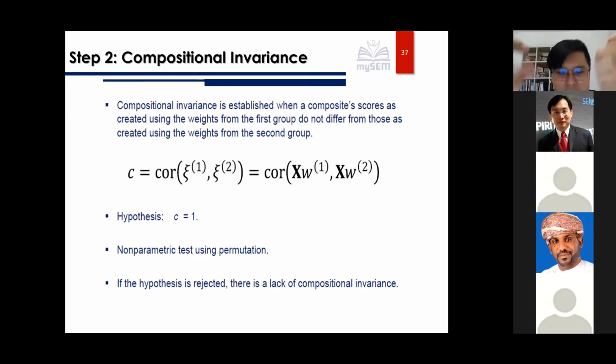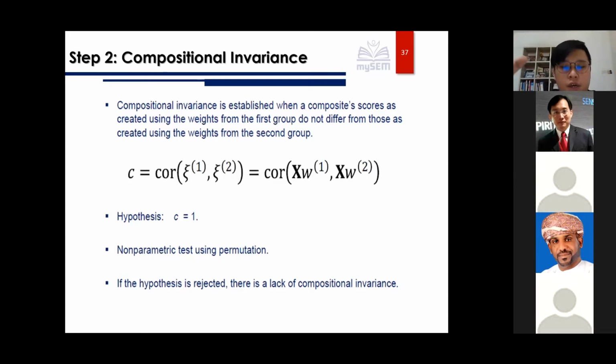When they cannot be compared, you stop here and you cannot do multi-group analysis. So therefore, in step 2 itself, compositional invariance needs to be fulfilled. C stands for correlation. The C must actually equal 1. 1 means they are almost perfectly correlated between group 1 and group 2 for both constructs, like satisfaction, which is the example I use. So to run this step 2, compositional invariance, Henseler et al. 2016 proposed using a non-parametric test called the permutation test, which I'm going to show you in a short while.